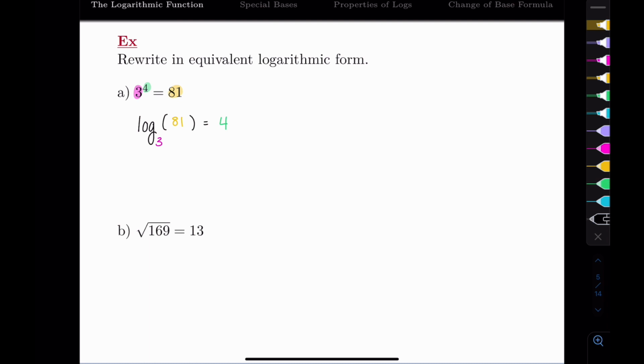And now same thing for this one. The only difference is I don't really have an exponent, but remember a square root you can rewrite. This is the same thing as saying 169 to the 1/2 is equal to 13. So putting this in log form, my base is 169, my answer is 13, and my exponent is 1/2. So that is its equivalent log form.